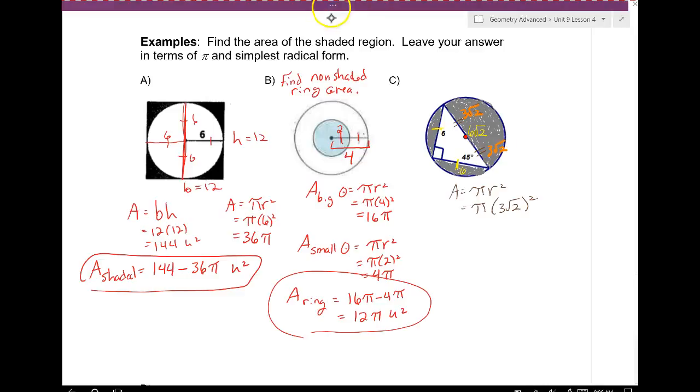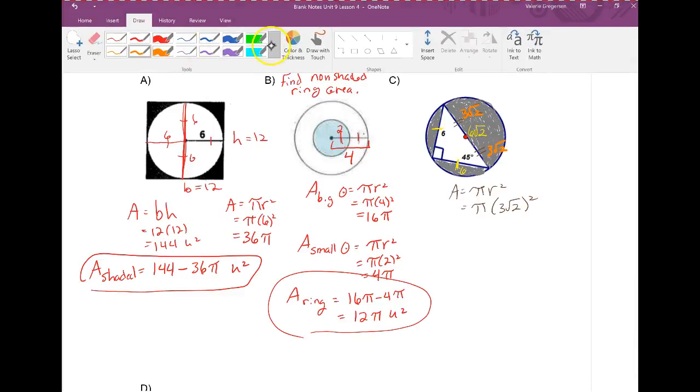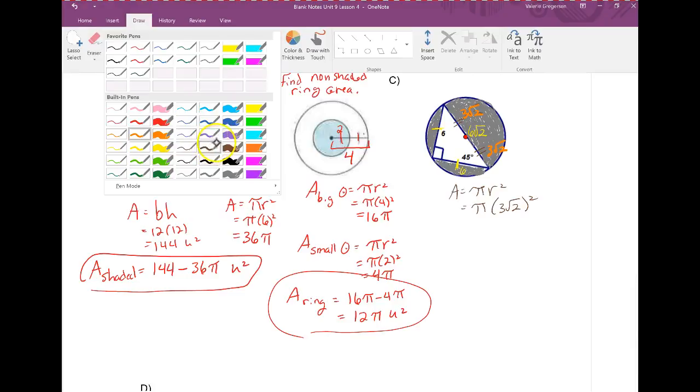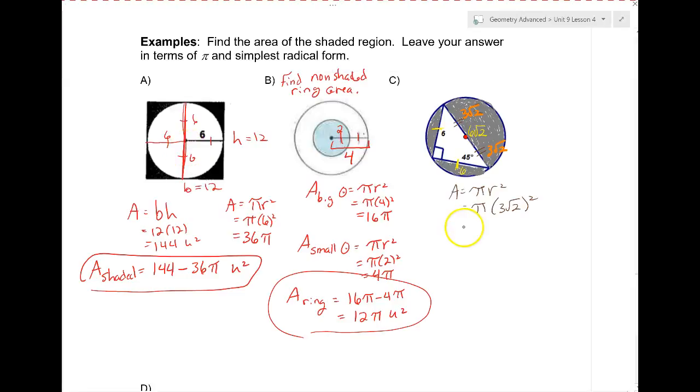All right, so we go back to here. The reason why I'm using parentheses is I need to remember to square the 3 and square the square root of 2. So I get pi times, well, what's 3 squared? 9. Square root of 2 squared is 2, and that gives you 18 pi. All right, so we know the area of the circle.